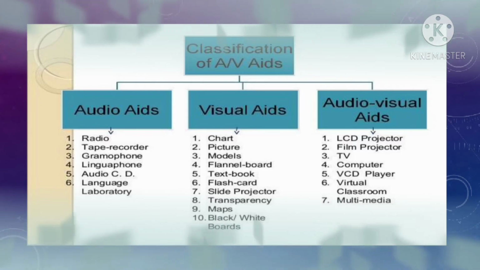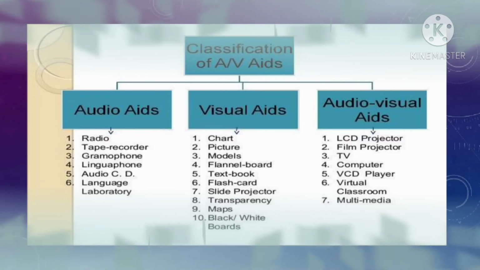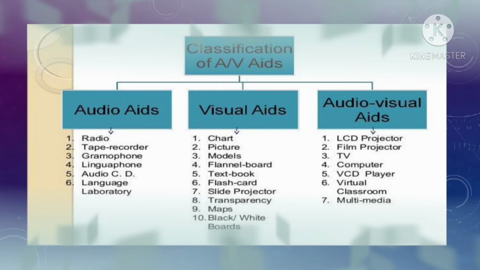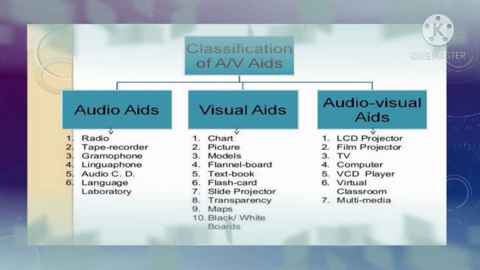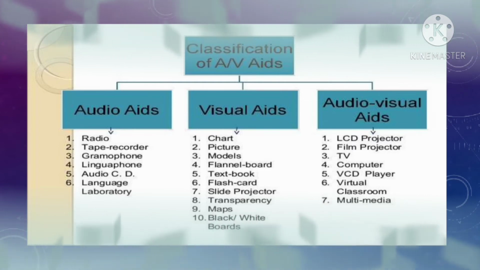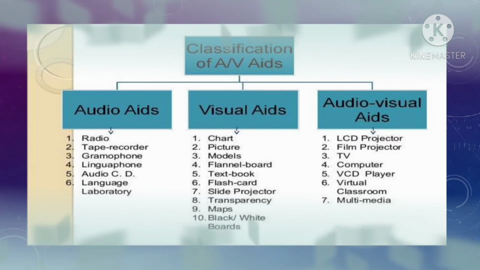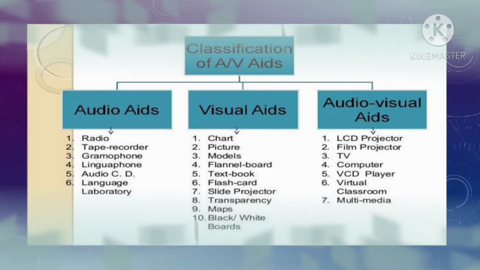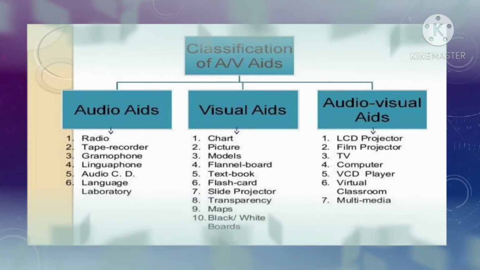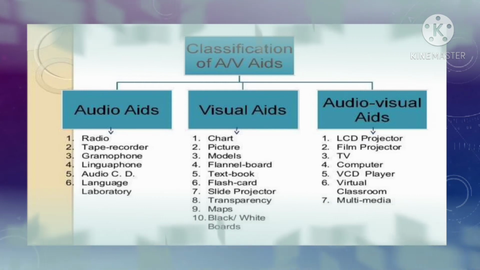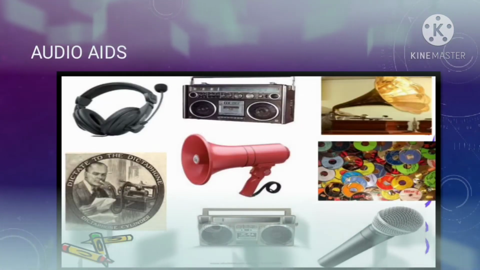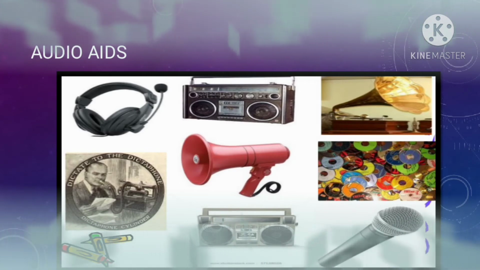And here are examples of the classification of audiovisual aids. Under audio aids are the radio, tape recorder, gramophone, linguaphone, audio CD, language laboratory. And under audiovisual aids are the LCD projector, film projector, TV, computer, VCD player, virtual classroom, and multimedia. And under visual aids are chart, picture, models, flannel boards, textbook, flashcards, light projector, transparency, maps, blocks, or whiteboards.